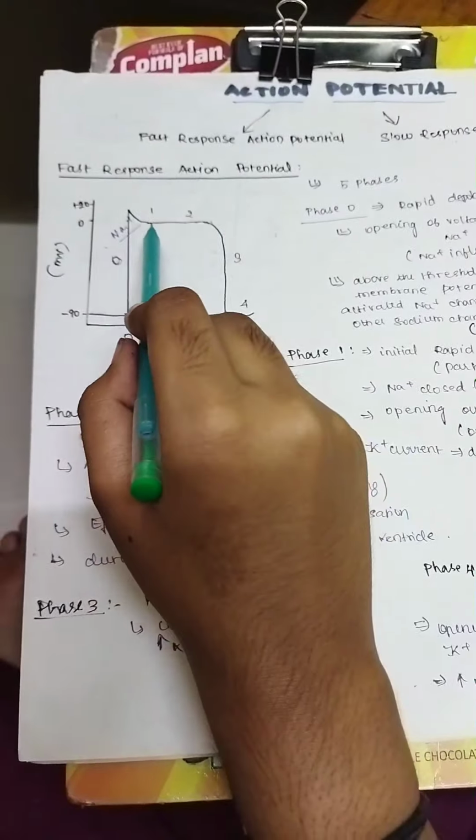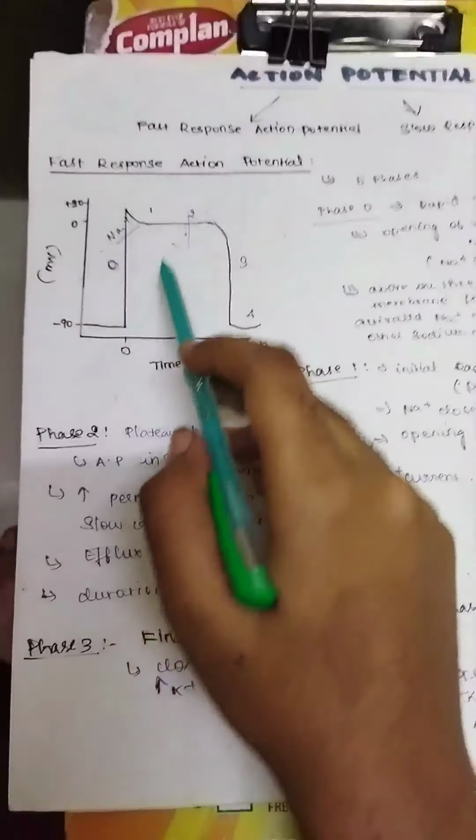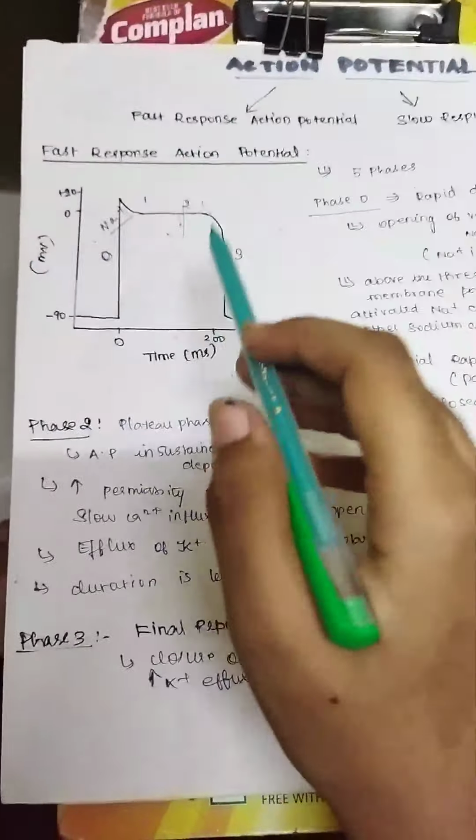The calcium comes in a slower manner, but it lasts for a longer time, so there is a prolonged opening. The calcium comes in slowly, so it is in a sustained manner. They neither increase nor decrease. At the same time, potassium also moves out, as in all the phases. The duration of this plateau phase is shorter in the atria compared to the ventricle.